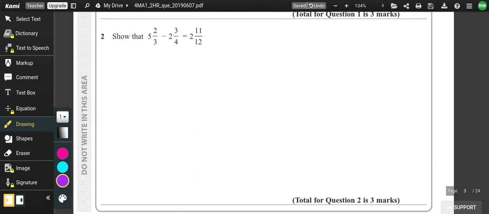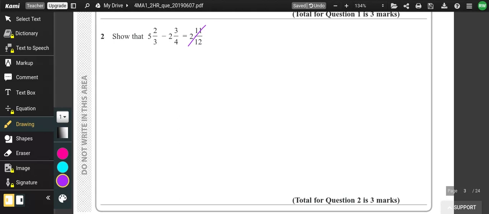I think pretty much everyone scored full marks on this, except when you have a show that question, you basically ignore that. Don't try and make that 35/12 or whatever it was, and then make the left-hand side equals 35/12. You should just pretend that's not there.